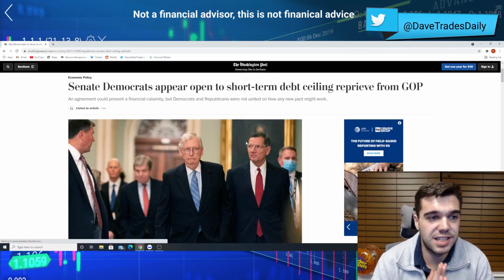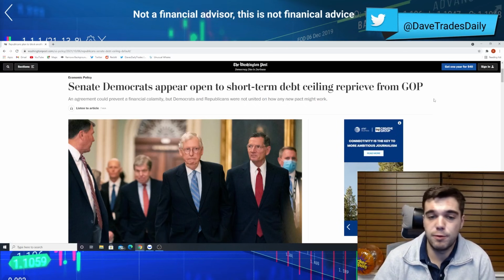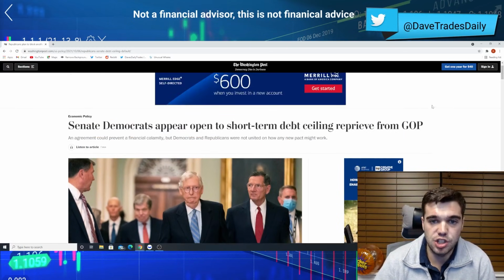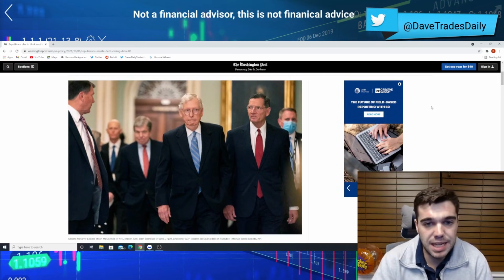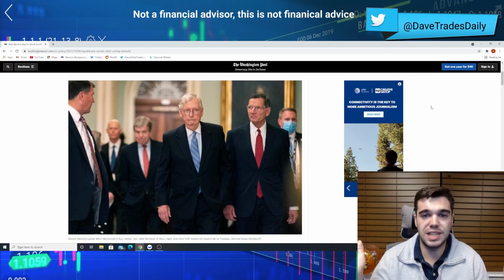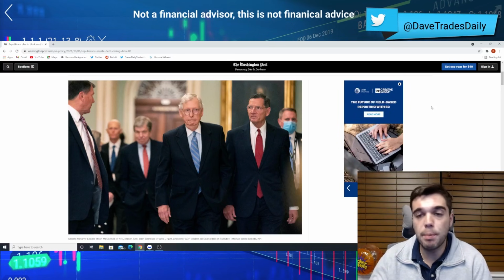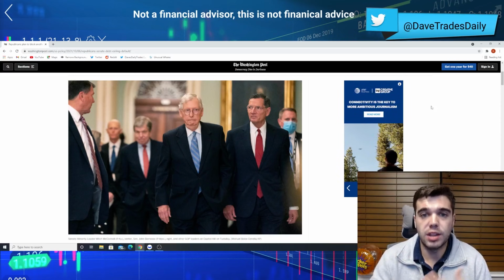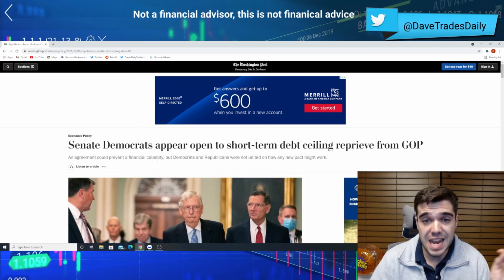It is about the Senate Democrats appearing open to a short-term debt ceiling from the Republican Party, the GOP. So really the biggest thing is this does not mean that they are going to push the debt ceiling and everything's going to be okay. All this proposal is a kick of the can for a couple of months so the Democrats can figure out what the hell they are going to do. So, of course, we'll keep an eye on this. Nothing is signed. Nothing is finalized right now.